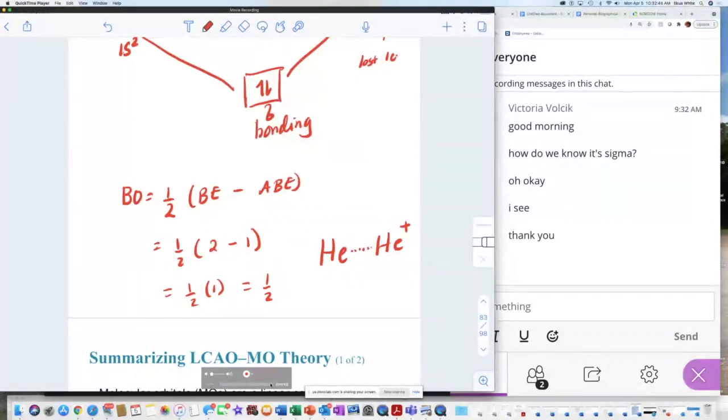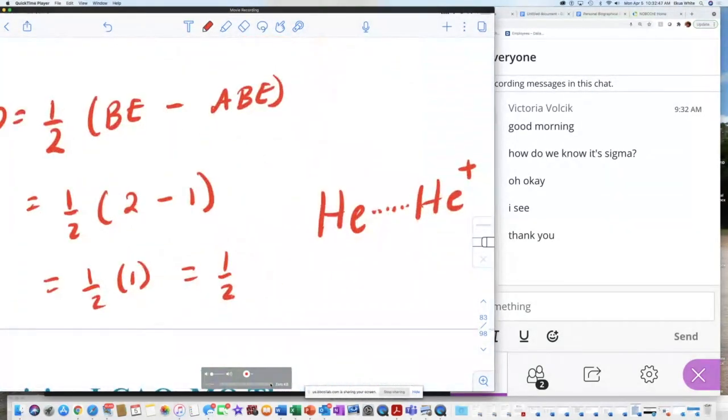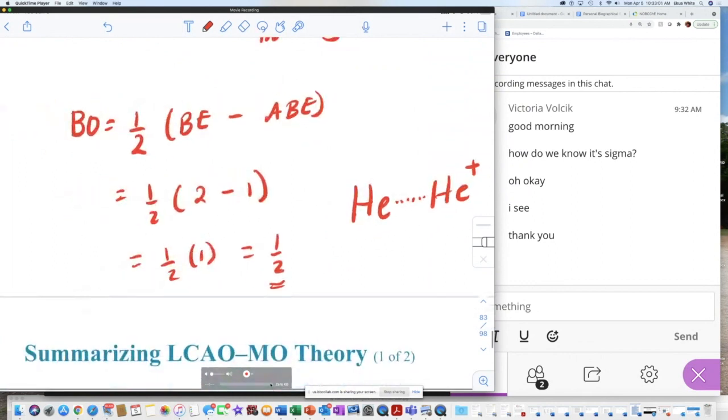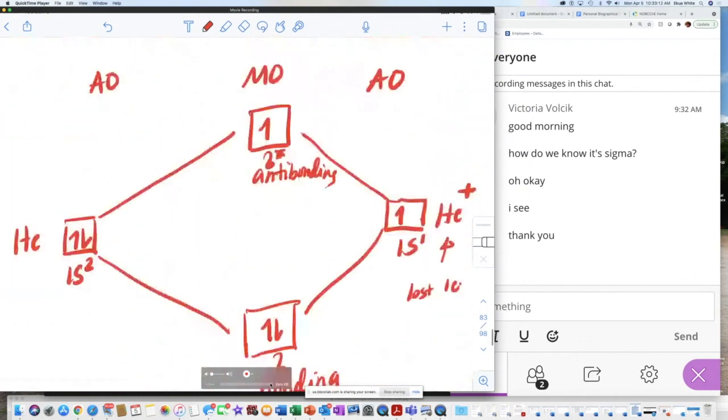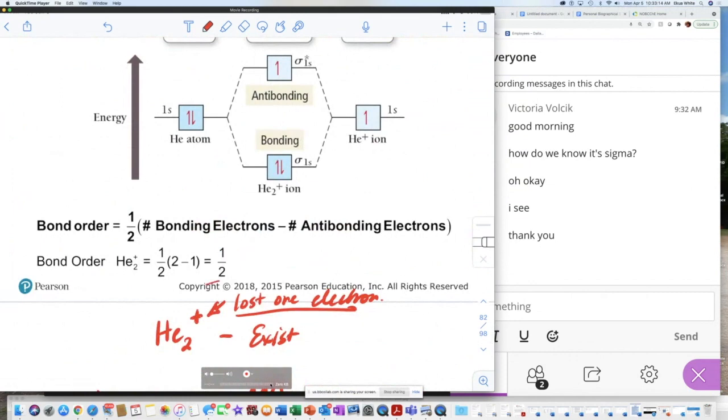So if it's not a full bond, we draw it with a dotted line because this is a half bond, right? A half bond order. So we draw with a dotted line. This bond will exist and this molecule will exist. It just won't be as strong as the one with the full bond, okay? So this is the bond right here, essentially between the two He's. It is a weak bond, but the bond does exist. So what do they say here? Yeah, half bond order, okay?